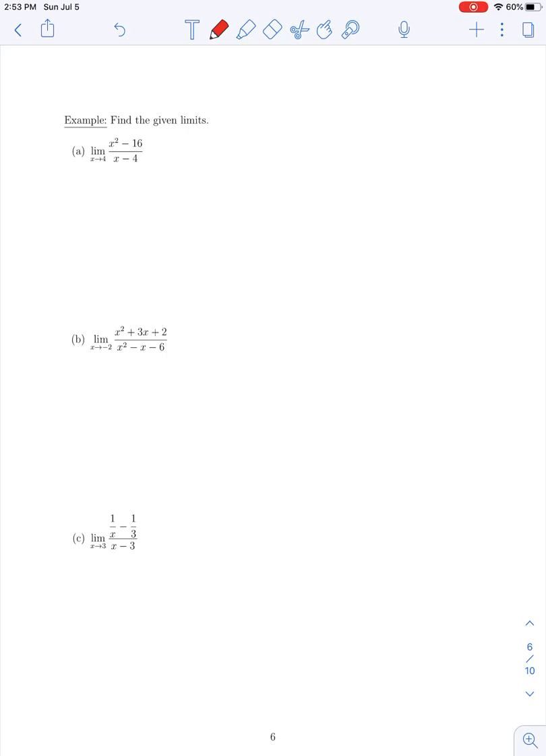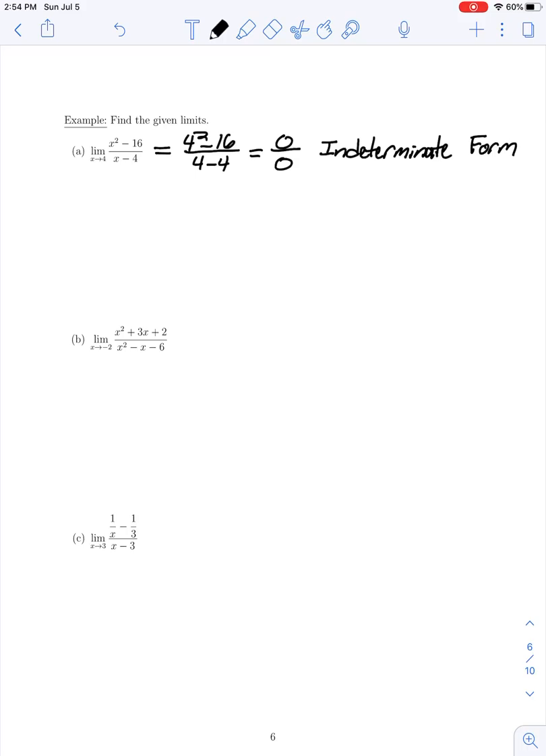So in this next example, we're asked to find the given limit, and in part A, we have the limit as x approaches 4 of x squared minus 16 over x minus 4, which is a rational function. Whenever we're evaluating limits, usually the first thing that we would try to do is simply plug in the value of x that we're given. So here we would have 4 squared minus 16 over 4 minus 4, which gives us 0 divided by 0. So this is a limit which is said to be of indeterminate form. We'll talk more about limits of indeterminate form throughout the course.